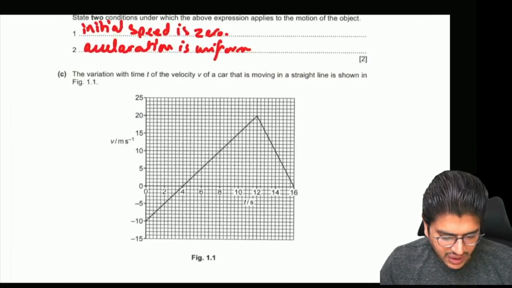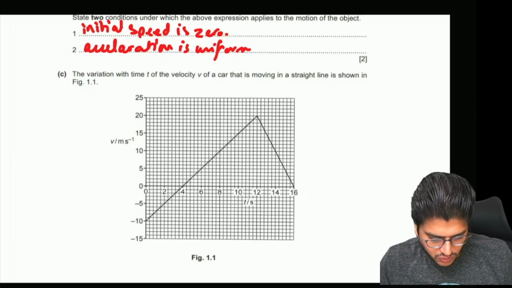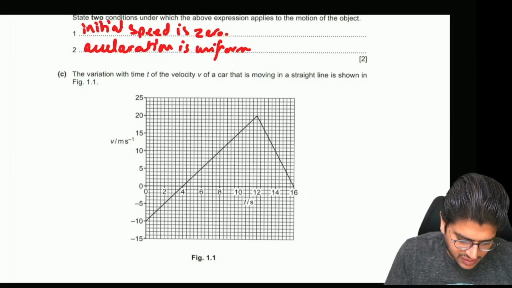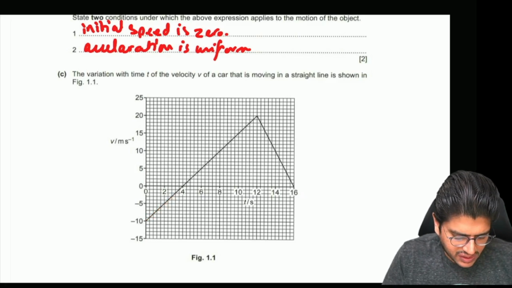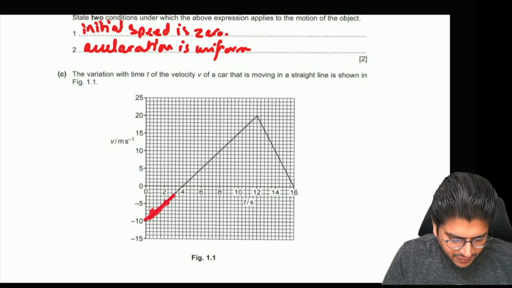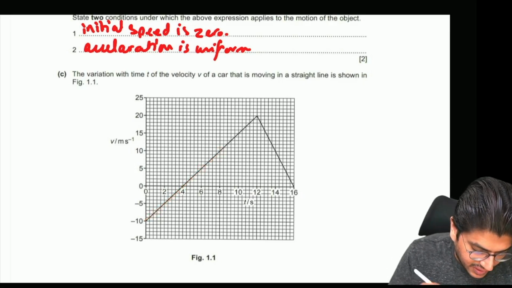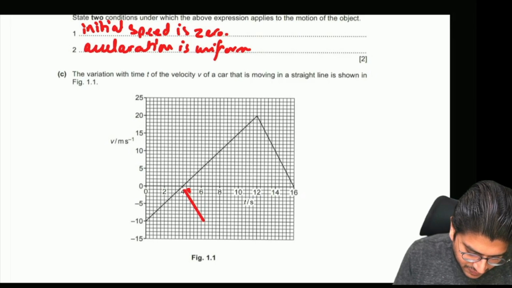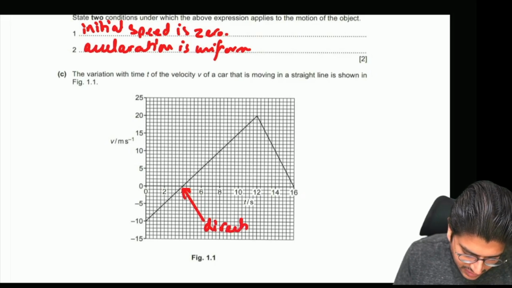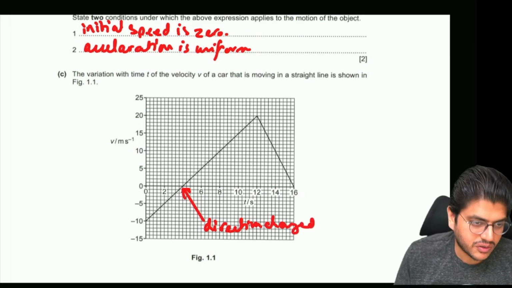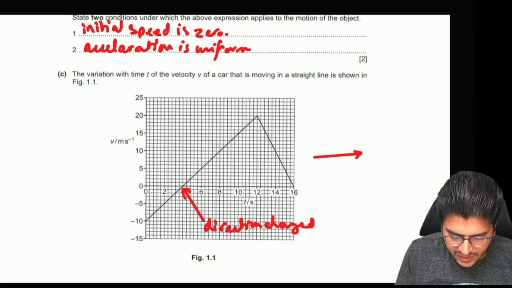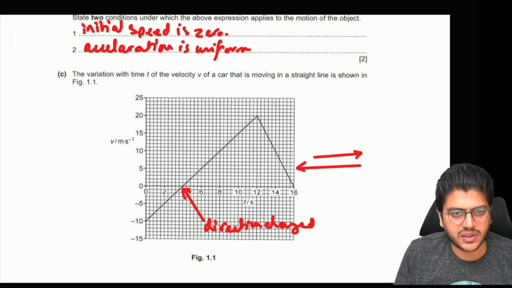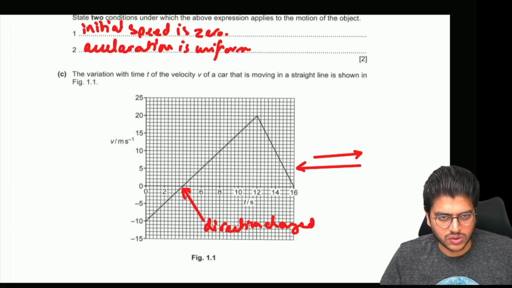Part C, the variation with time of the velocity of the car is shown, and this is moving in a straight line. Now you must understand, what is this graph showing? This is a velocity time graph, and you can see over here that the velocities are negative all the way till 4 seconds, and at 4 seconds the velocity becomes positive. That means that at 4 seconds your direction changed. Try to understand that you were moving in a straight line, so maybe you were moving like this. Then at 4 seconds, you started to move in the opposite direction, which is why the velocity sign also changed.